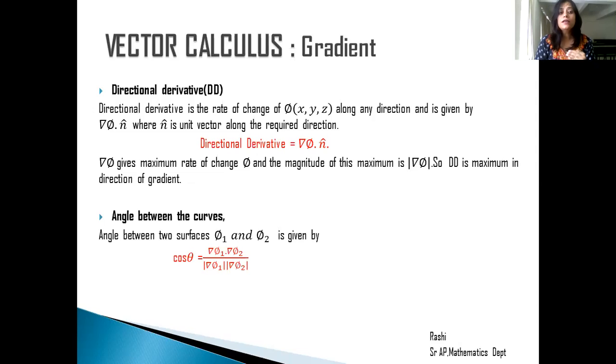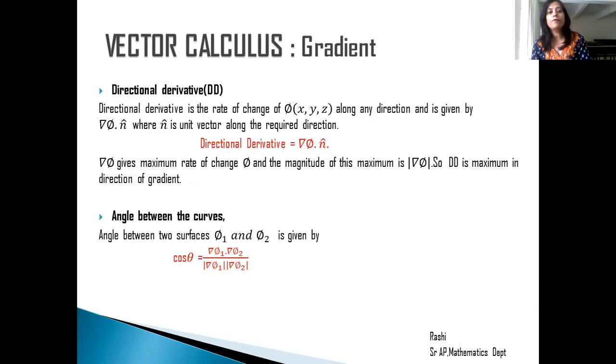Now if I ask in which direction the directional derivative is maximum, what will be your answer? Directional derivative is maximum in the direction of gradient. As we said, it is always maximum in the direction of gradient. Actually, vice versa: gradient is defined based on the maximum, right?